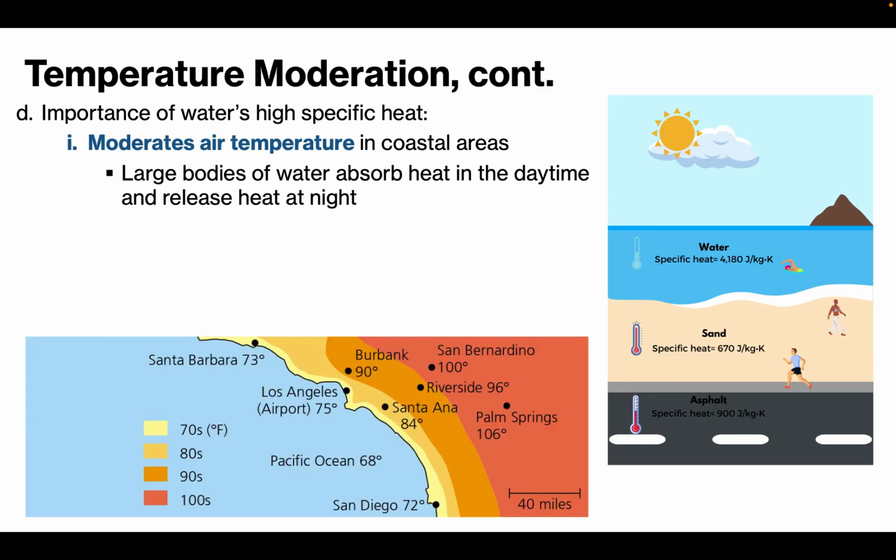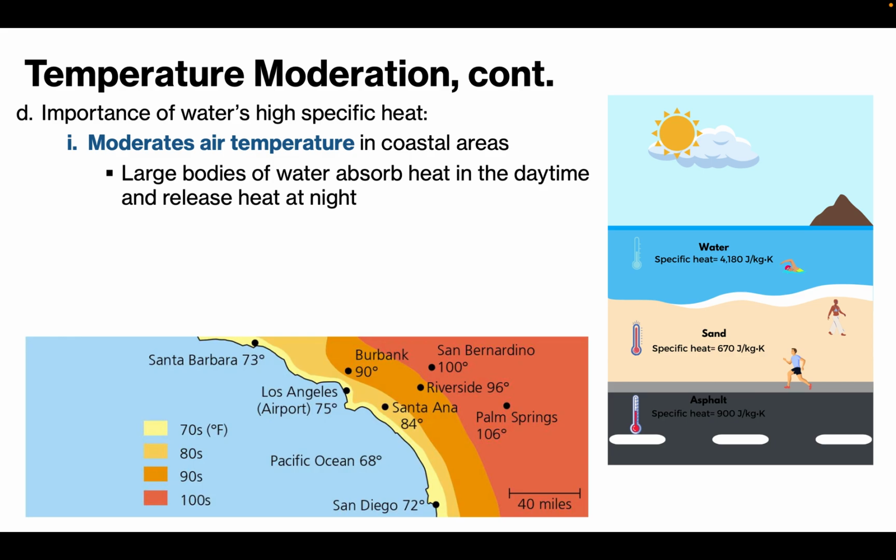So why do we care about this? For one thing, this can moderate the air temperature in areas near large bodies of water, because that water can absorb heat in the daytime and release heat at night. So that stabilizes the atmospheric temperature in those areas. One way to think about this is to just remember a time when you went to the beach.